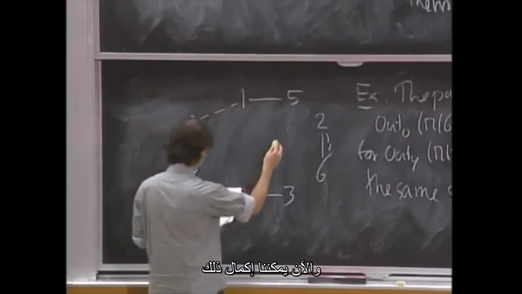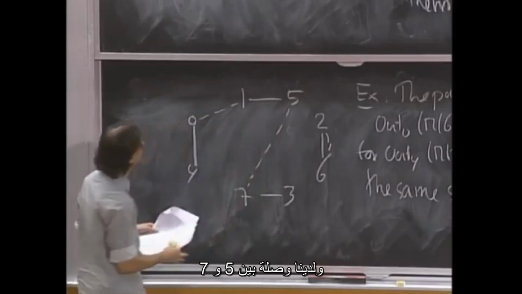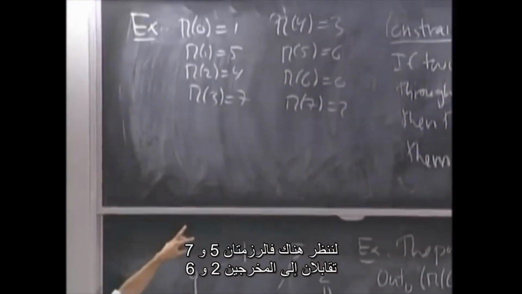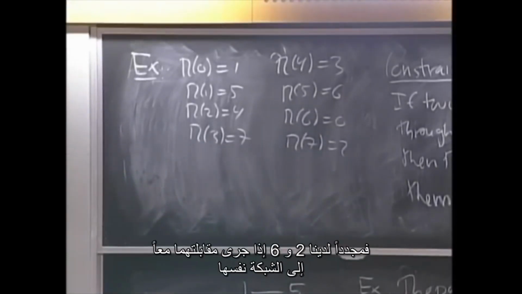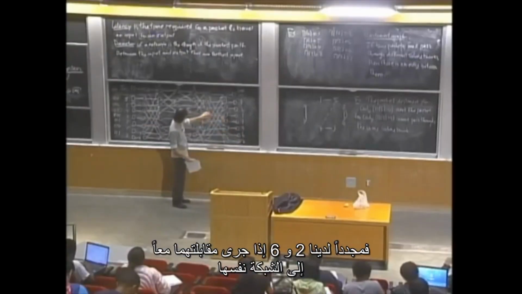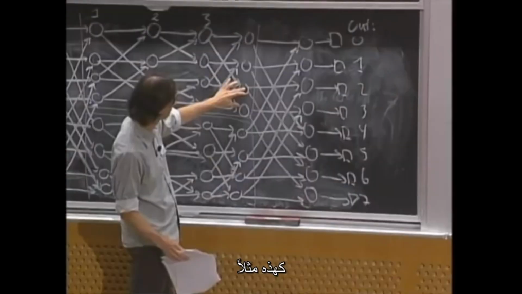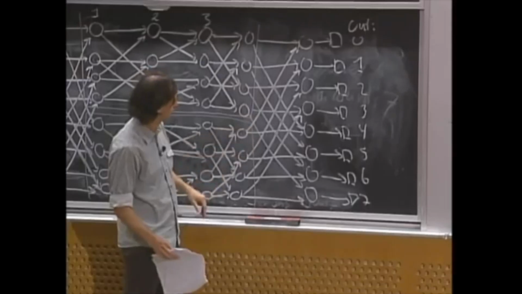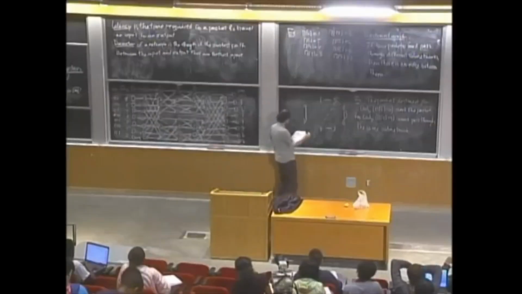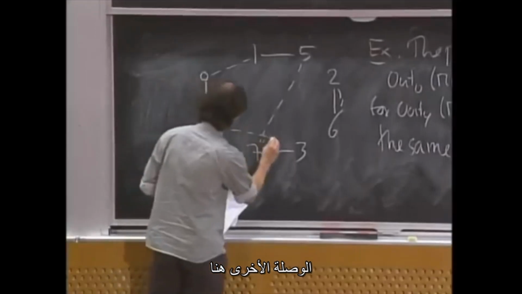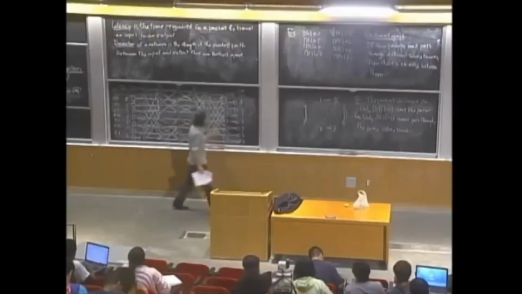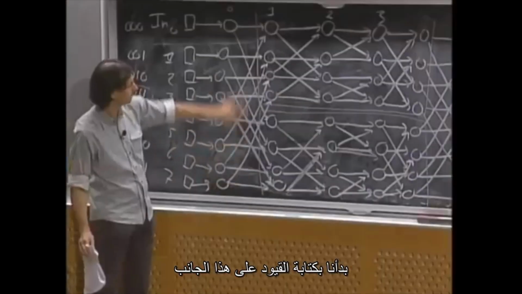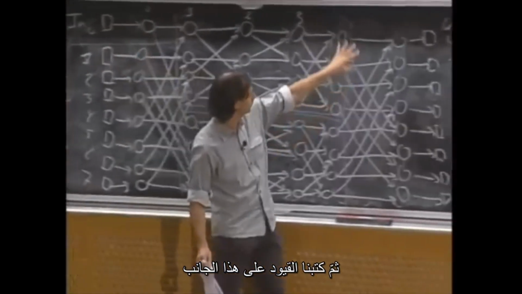And now we can continue this. And we have 5 and 7. So just have a look over there. 5 and 7 map to the outputs 2 and 6. Again, we have 2 and 6. If they are both mapped to the same network, this one, for example, then I will have a problem. Okay, so the other edge is over here. So what did we do here? We started to write out the constraints on this side, and we wrote out the constraints on this side.